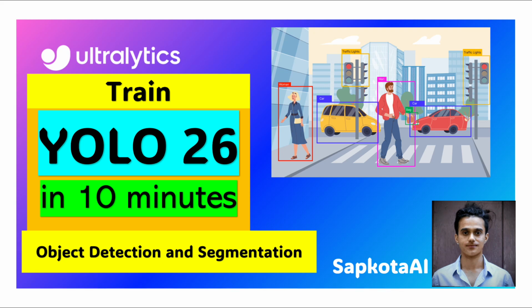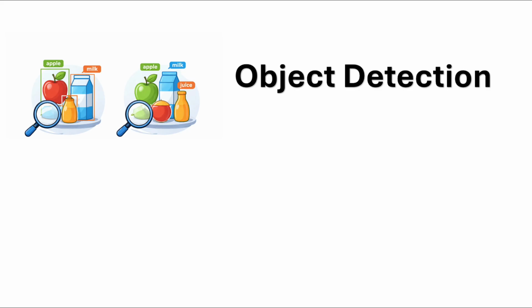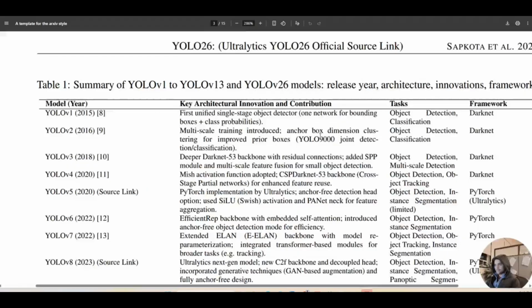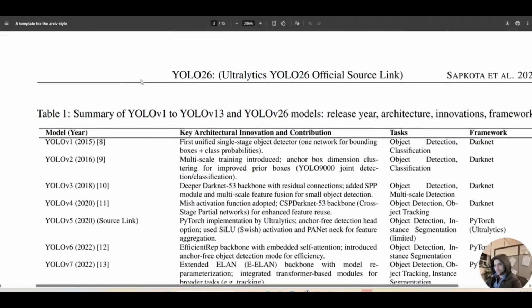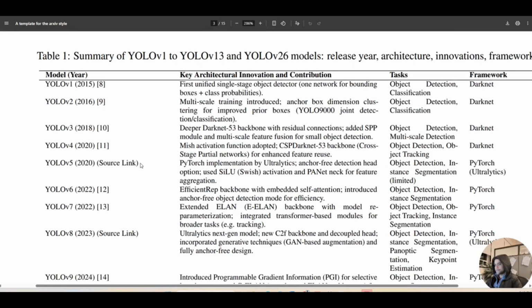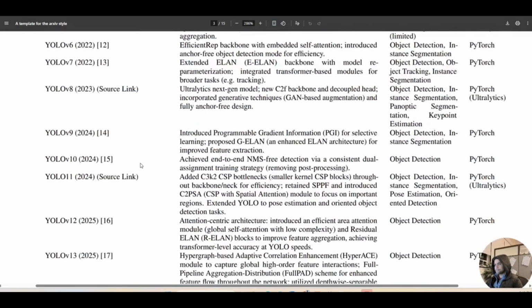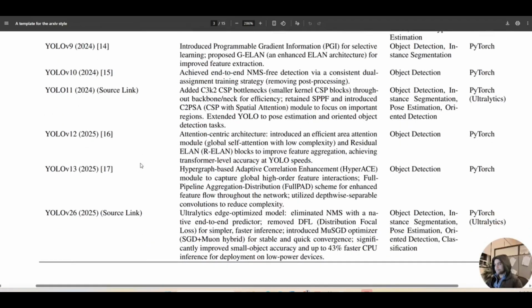Welcome everyone. In this video, I'll walk you through how to train YOLO26 for both object detection and segmentation step by step. YOLO, short for You Only Look Once, is one of the most influential real-time object detection frameworks in computer vision. Starting from YOLO v1, which introduced single-stage detection, the YOLO family has continuously evolved through improvements in accuracy, speed, multi-scale detection, and architectural efficiency.